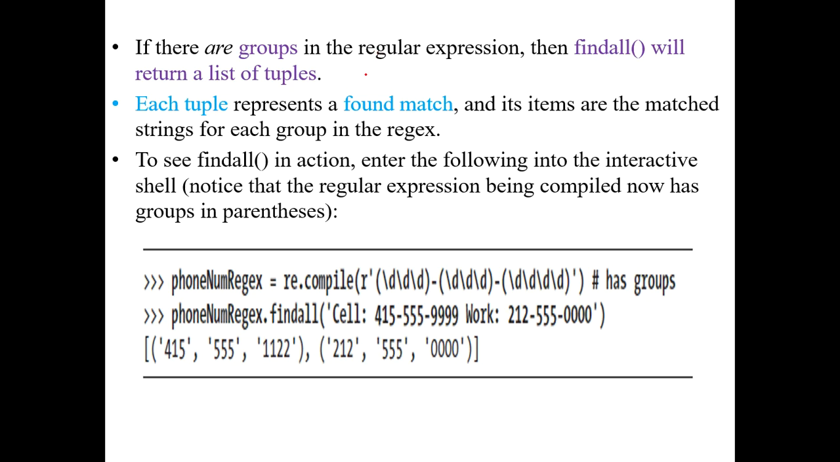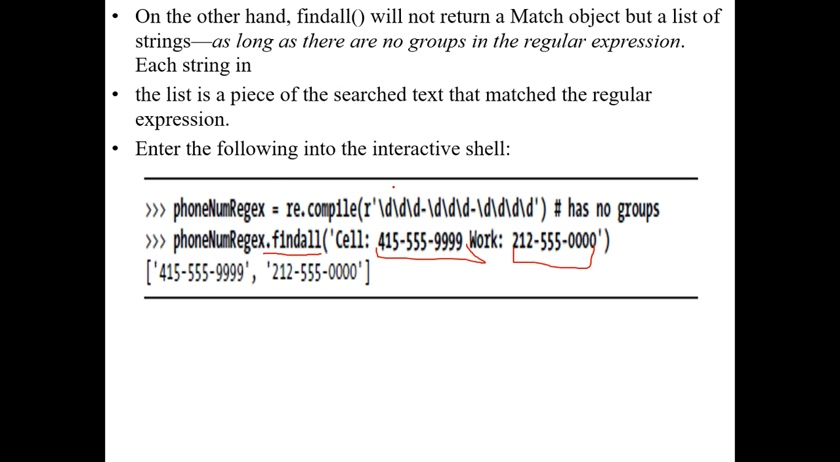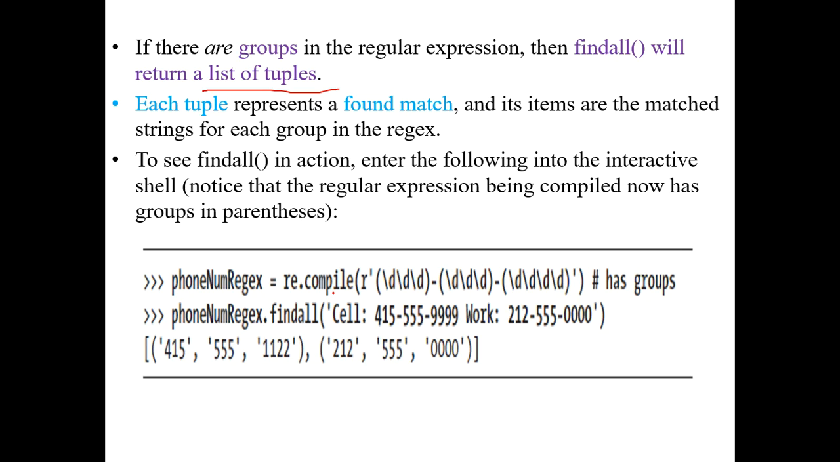If there are groups in a regular expression, in that case findall will return a list of tuples. Here we have not used a group, because of that it has just returned a list. But if a given regular expression contains groups, it is going to return a list of tuples. Each tuple represents a found match. This is one tuple, this is another tuple, which was the result of this statement.